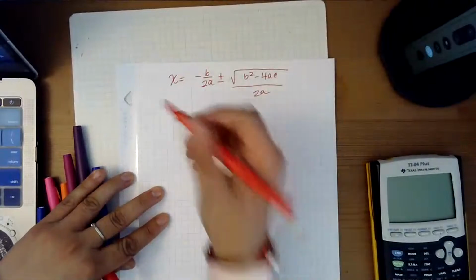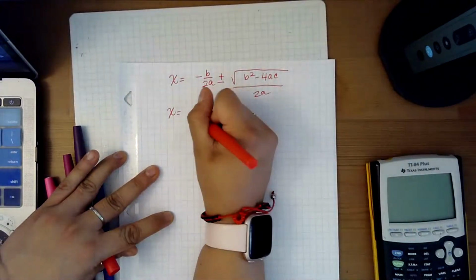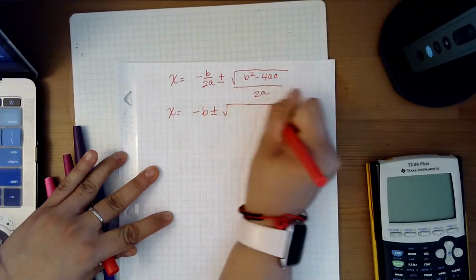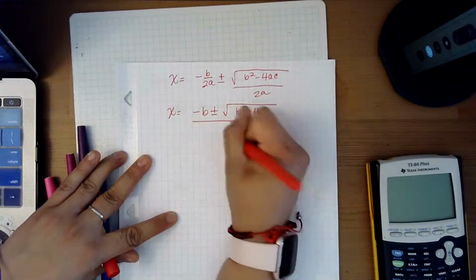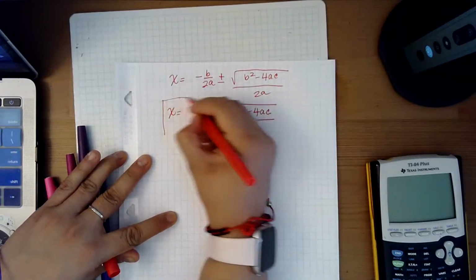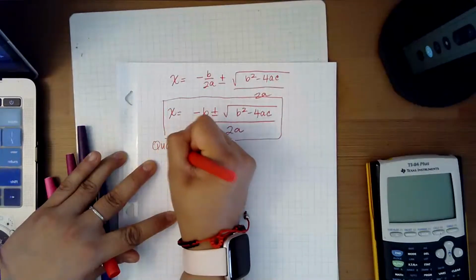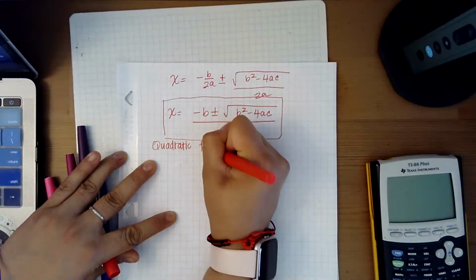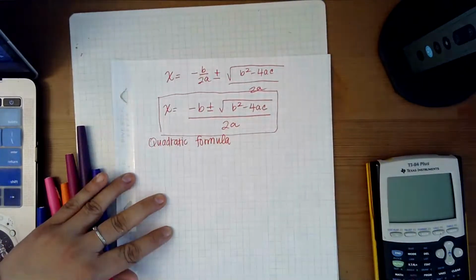Okay? So now I notice that I have the same common denominator, so I'm just going to go ahead and put it all over the same common denominator. Negative b plus or minus the square root of b squared minus 4ac all over 2a. This right here is the quadratic formula, and if you know how to use it, you are able to find the zeros automatically going from standard form using the quadratic formula.